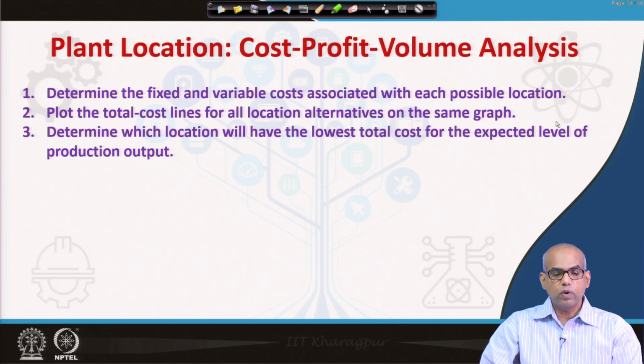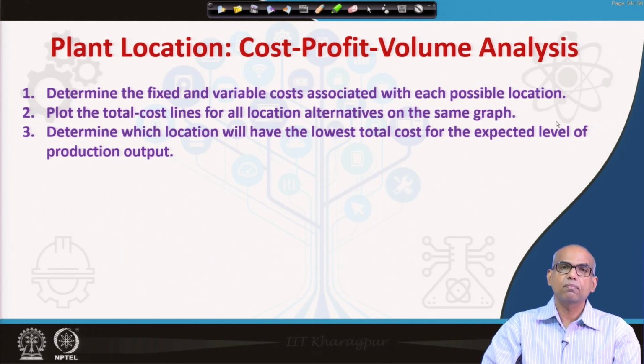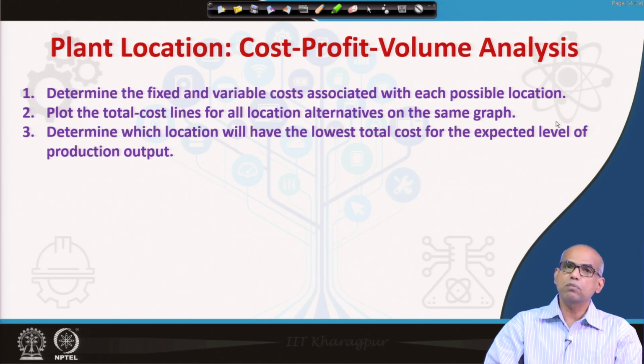Now, let us quickly talk about another quantitative method known as cost profit volume analysis. This is also a very simple method. You determine the fixed cost and the variable cost associated with each possible location. Plot the total cost lines for all location alternatives on the same graph. Then determine which location will have the lowest total cost for the expected level of production output.